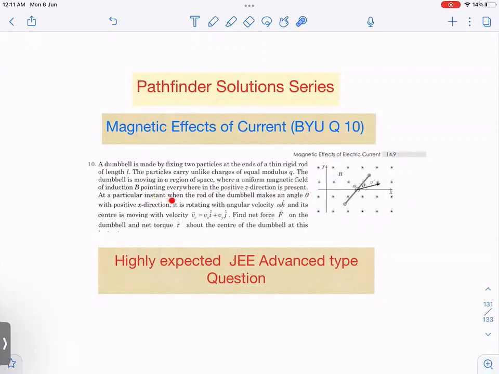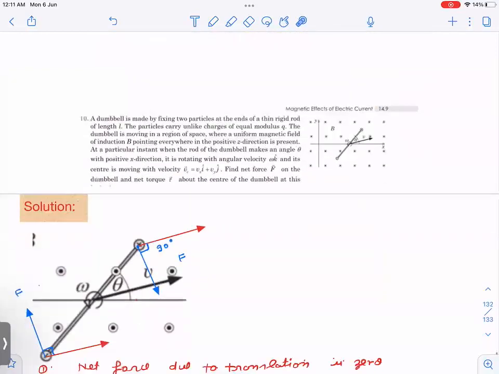So at a particular instant, when the rod makes an angle theta with the positive X direction, this angle is theta, you can see. Now, at that time it is rotating with omega k cap. So omega is out of the plane. You can see this is the direction of omega, and its center velocity is this Vx i plus Vy j. We have to find out the net force and net torque about the center of the rod. So let's see, how do we solve this?